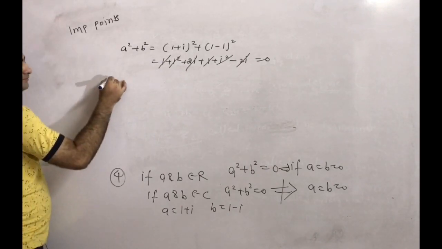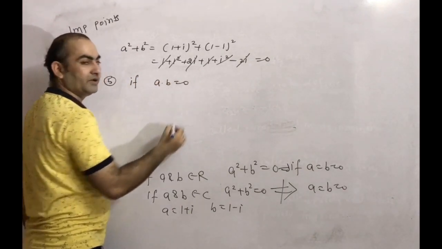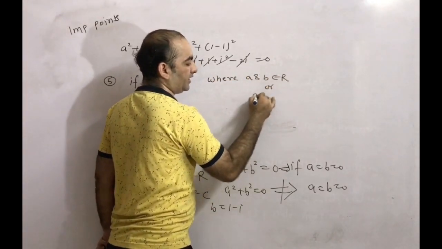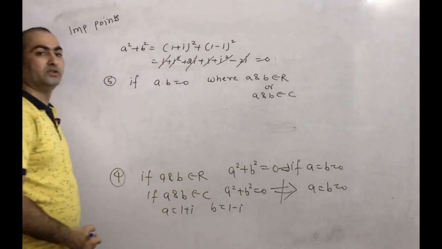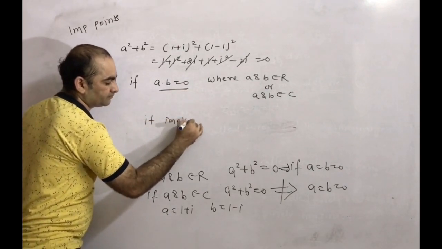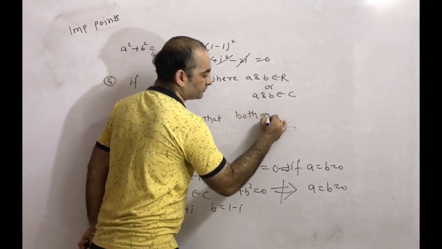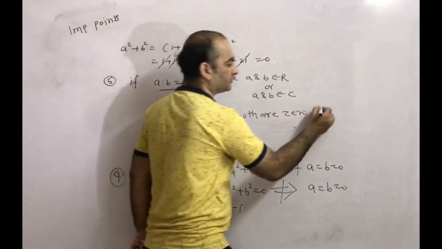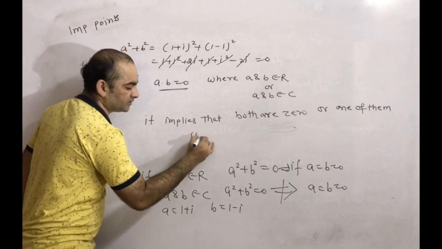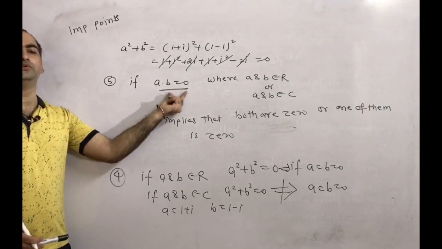Next is point number 5. If the product of two numbers, a into b, equal to 0, where a and b belong to real or complex numbers, then it implies that either a is 0 or b is 0, or both are 0. So if a into b equal to 0, this will be the condition.